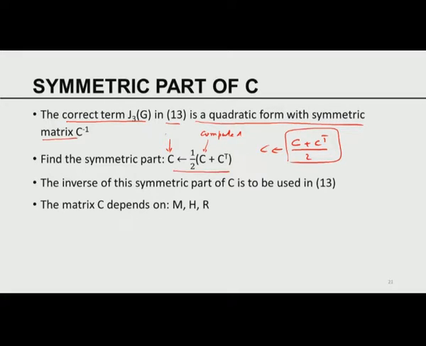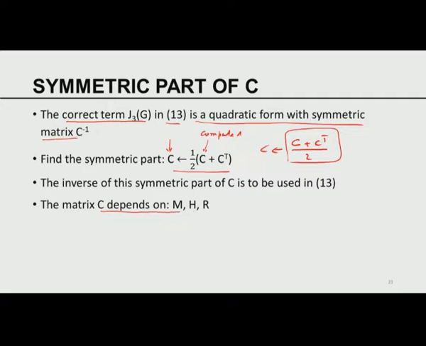This is the C that is used in the left hand side. C is the one that is used in 13. So you compute the deterministic part of the computed C, and that becomes the new C, whose C inverse is the one that is going to be used in the quadratic function. The inverse of the symmetric matrix C is the one that is used in 13, and I would like to re-emphasize the fact which I have already mentioned.